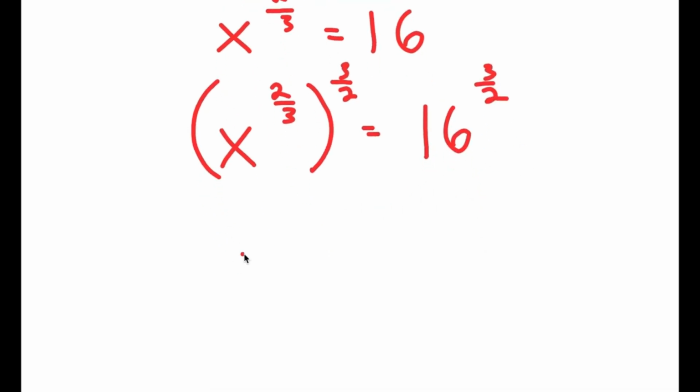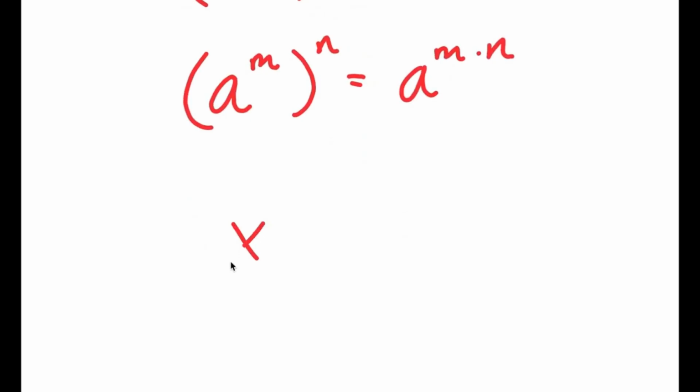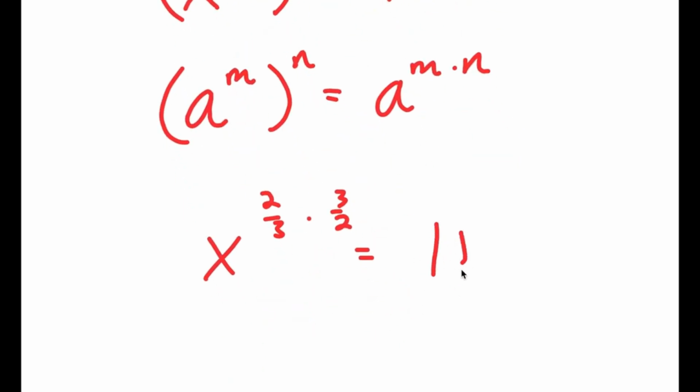And now if I have something in the form a to the power of m to the power of n, this is equal to a to the power of m times n. So (x to the power of 2/3) to the power of 3/2 is the same thing as x to the power of 2/3 times 3/2. And this is equal to 16 to the power of 3/2.